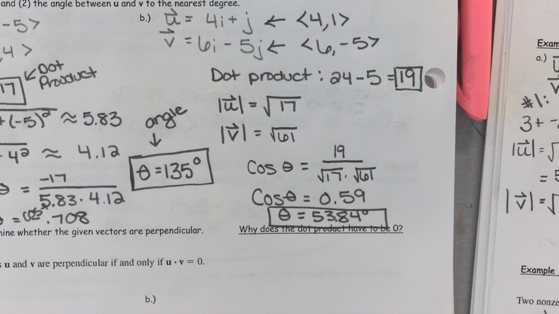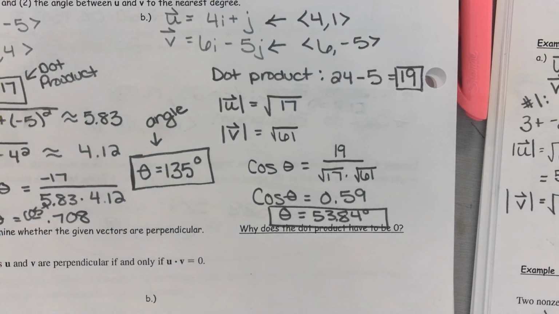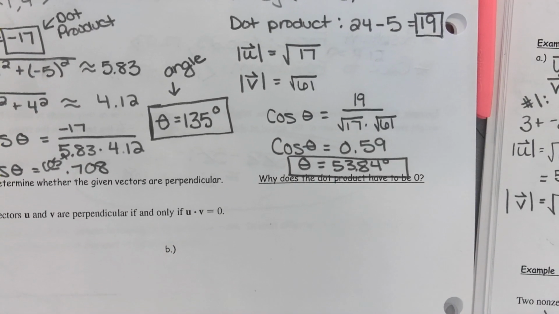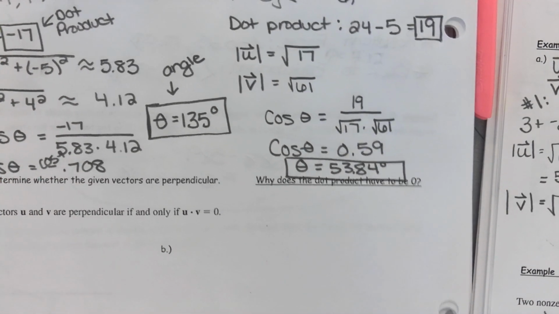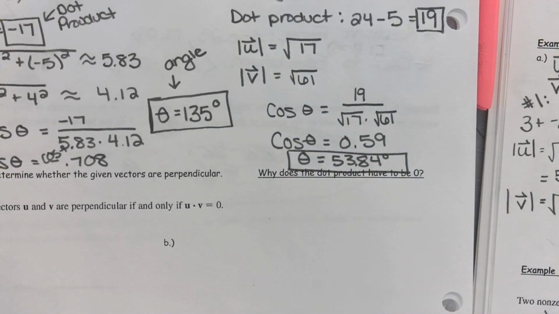Okay, do part B. So here's my answer for part B. Again, I just left them as the square roots. We can find the decimal equivalent or you can leave it like this. It doesn't matter which way you want to go. Now, here's a special property. When two vectors are perpendicular, perpendicular means what angle? 90 degrees. When two vectors are perpendicular, the dot product has to be 0.